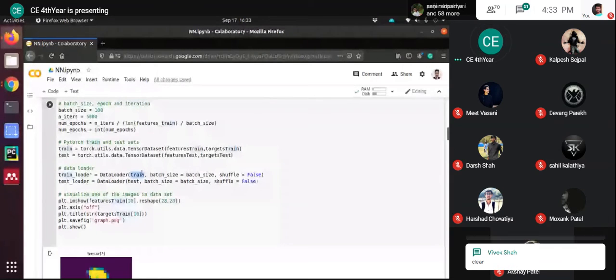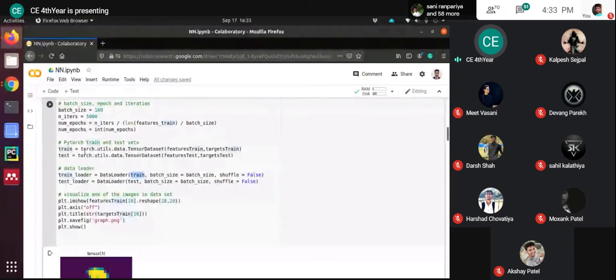Okay. So if I focus on this line, the train and test contain the tensors for all the training and test examples. But whenever we enumerate, we enumerate on this data loader. In the data loader, we feed the training and testing data along with the batch size. So whenever I request new input, we get that batch.